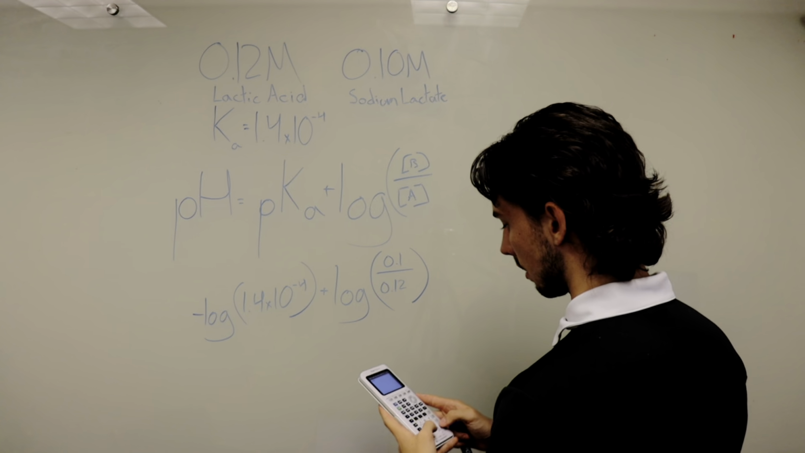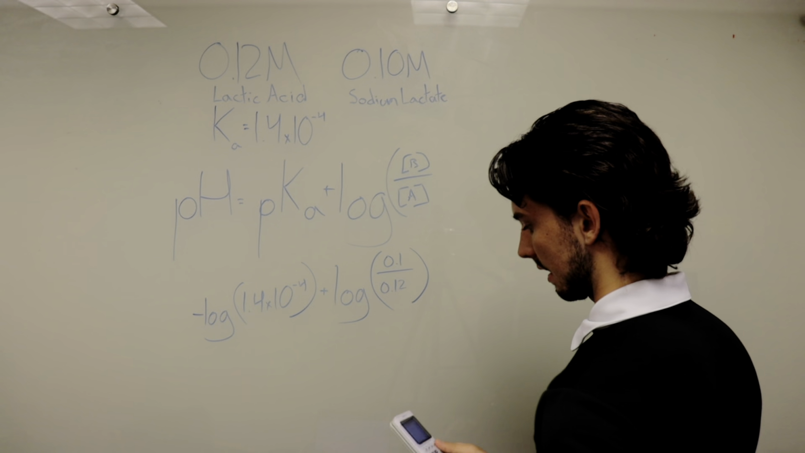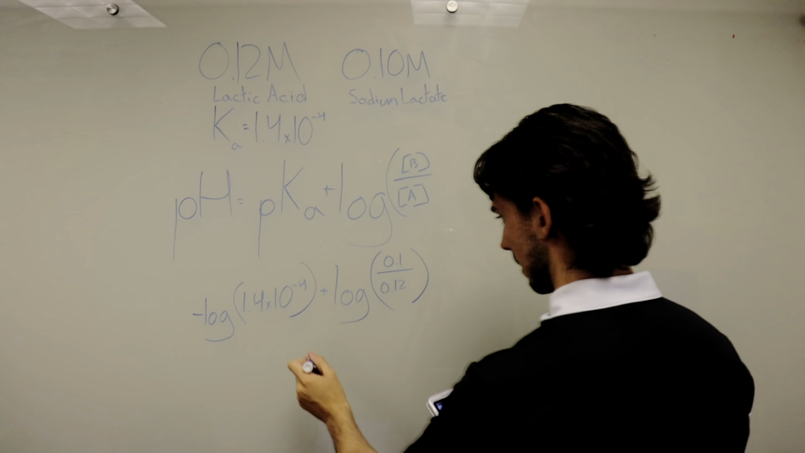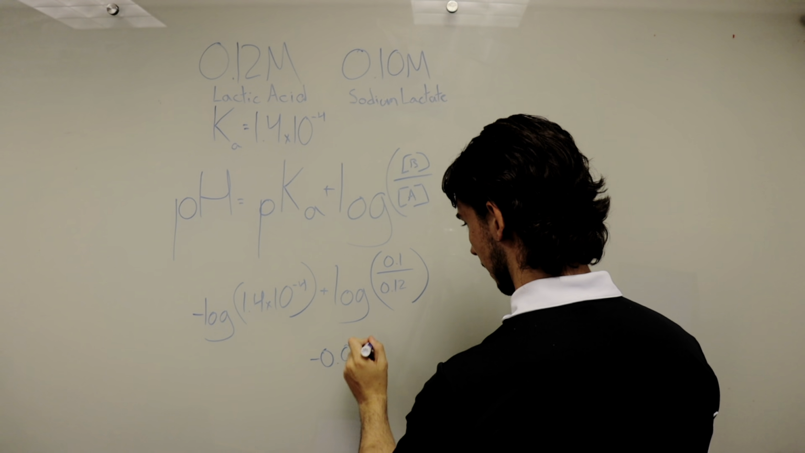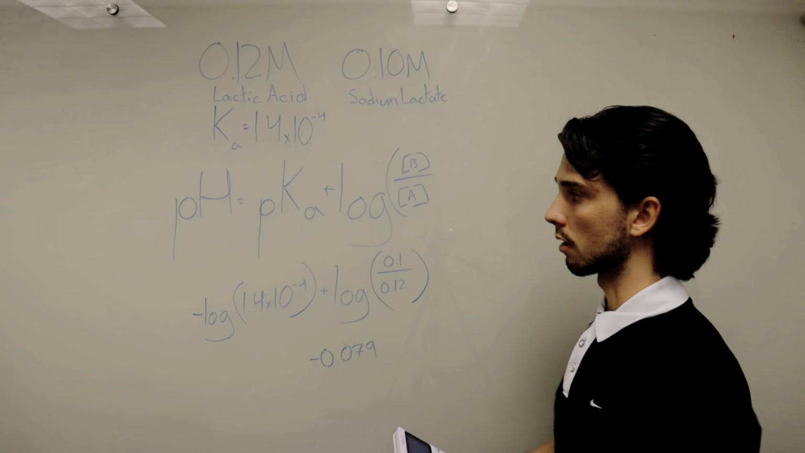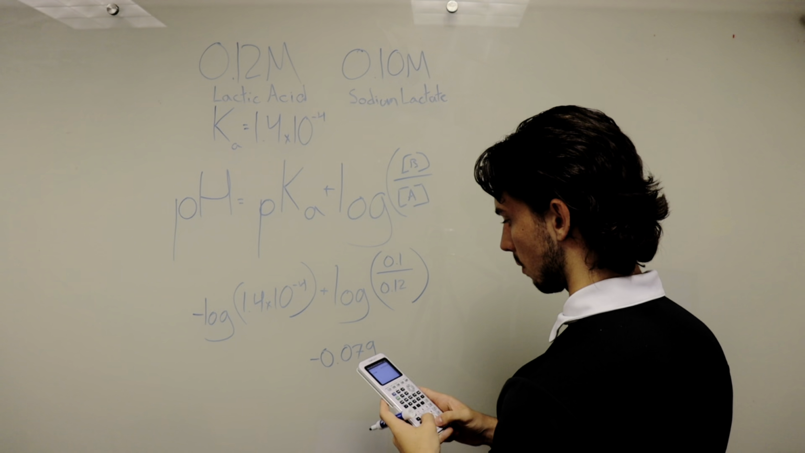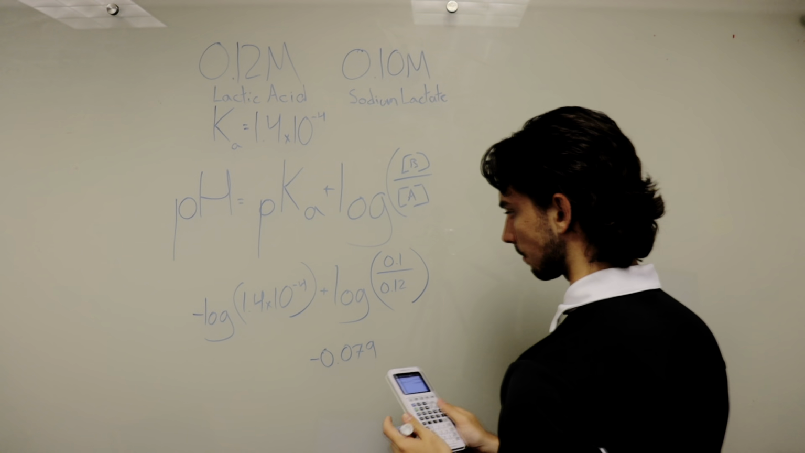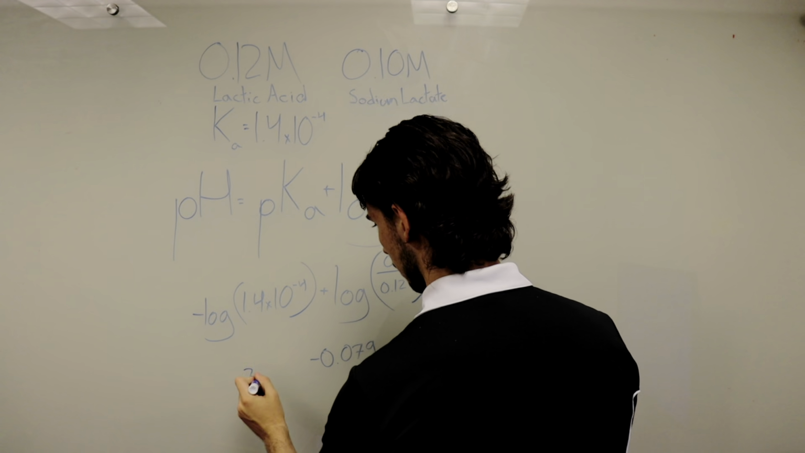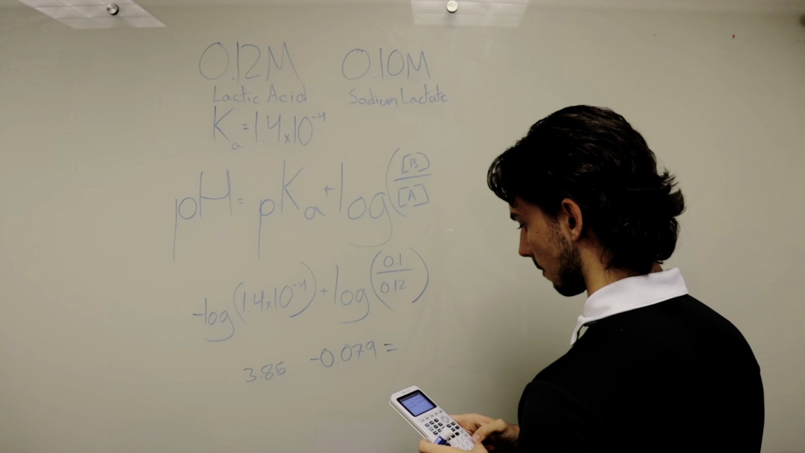So if we plug that in, log of 0.1 divided by 0.12 gives us negative 0.079. And then the negative log, because we know that P means negative log, of 1.4 times 10 to the negative 4th is going to give us 3.85. Just subtract that, and then we'll get our answer for our pH.